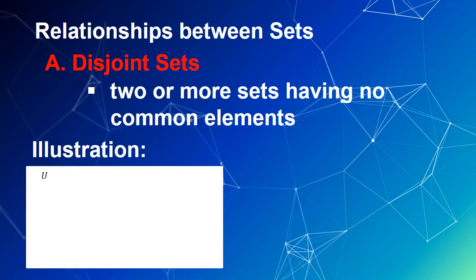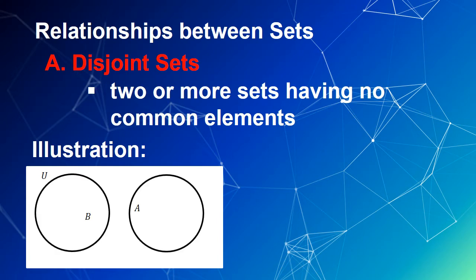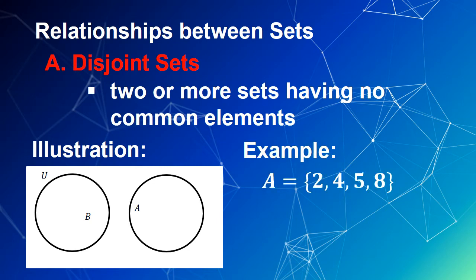So let's say, for instance, we have this universal set. We have group A and group B, or set A and set B. These two circles represent groups and they are not associated, not connected, which means they are entirely different or separated. Set A has the elements 2, 4, 5, and 8, and set B has the elements 1, 3, 7, and 9. There is no element present in set A which is also present in set B. This group has no common elements.